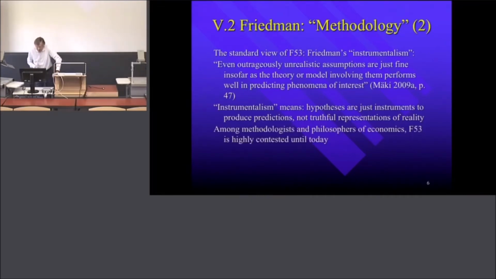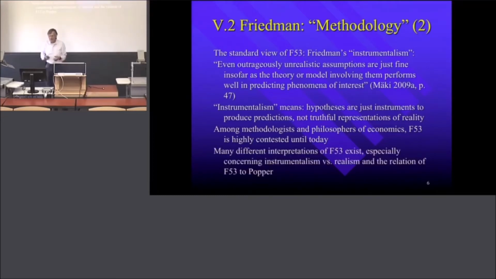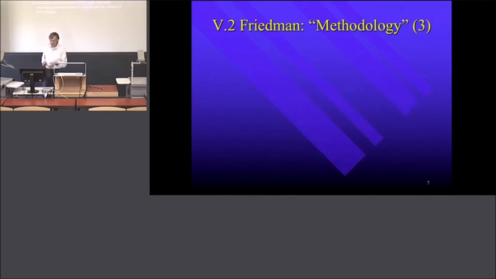Now, among methodologists and philosophers of economics, F53 is highly contested until today. There are still, as I said, papers appearing. It's incredible. I mean, this is now from 53. This is really an old paper. Anyway, so many different interpretations of F53 exist, especially concerning this question, instrumentalism versus realism. You saw the paper by Mäki, who says, yeah, we've got to reread and rewrite it as a realist paper, right? Everyone else says, no, it's instrumentalist. So they can't even get clarity about that. This is also amazing. Okay, and there are different opinions on the relation of F53 to Popper. And I will discuss all of that, of course.